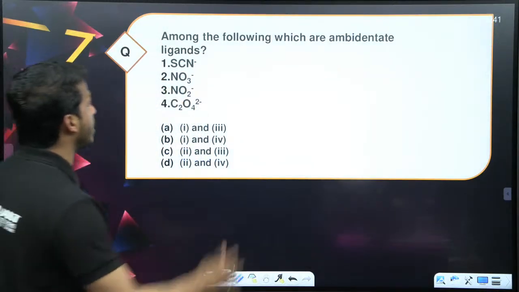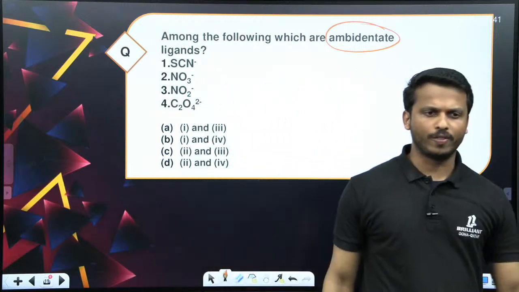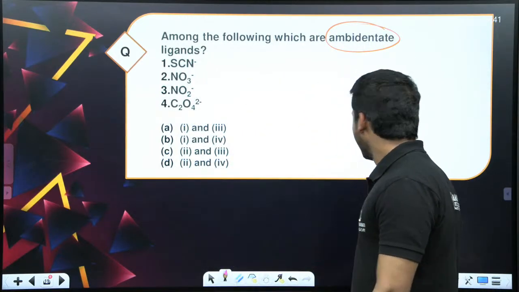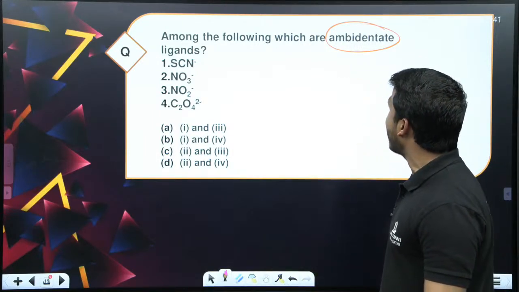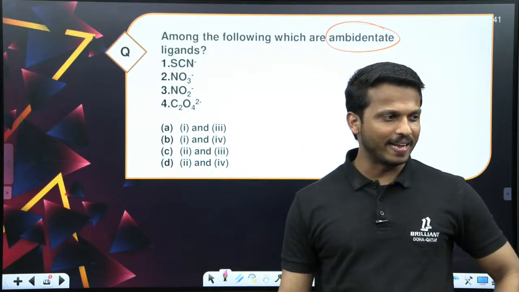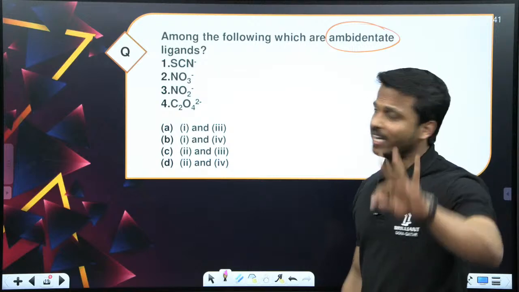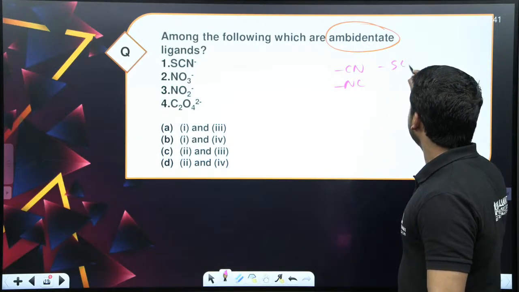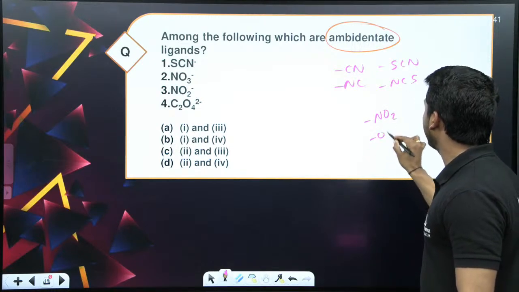Among the following, which are ambidentate ligands? Dear students, don't make any mistake. Which all are ambidentate ligands? You know, we studied 3 sets of ambidentate ligands: cyanido and isocyanido, thiocyanato and isothiocyanato, nitrito-N and nitrito-O.